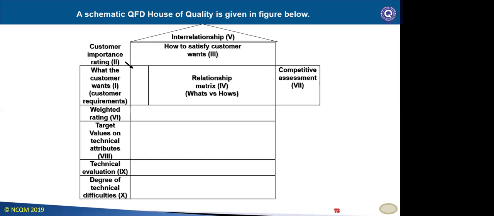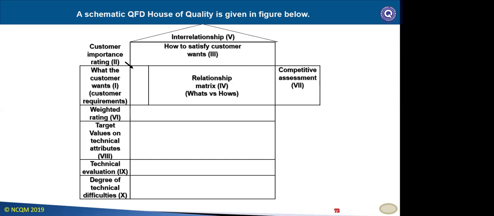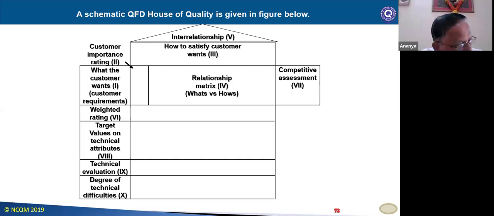Then there is number 5. Whatever solutions we have listed under 3, how will they satisfy? There could be a relation. They may be interrelated. If you do this, probably the other thing also will get automatically done. Or they may be inversely related: we try to do one thing and then the other thing gets affected. So that is the interrelationship. There may be a positive relation or a negative relation. There may not be any relation, that is also possible. So that is our number 5.